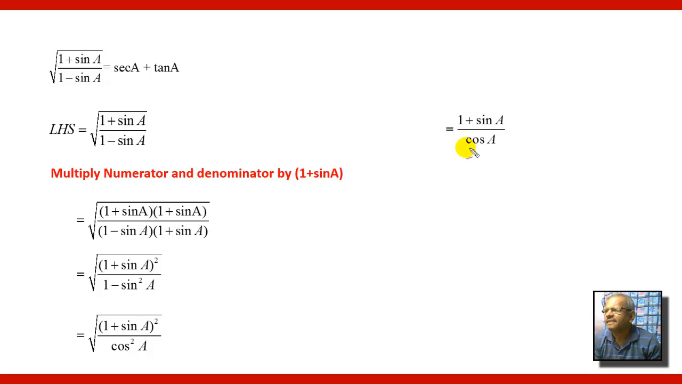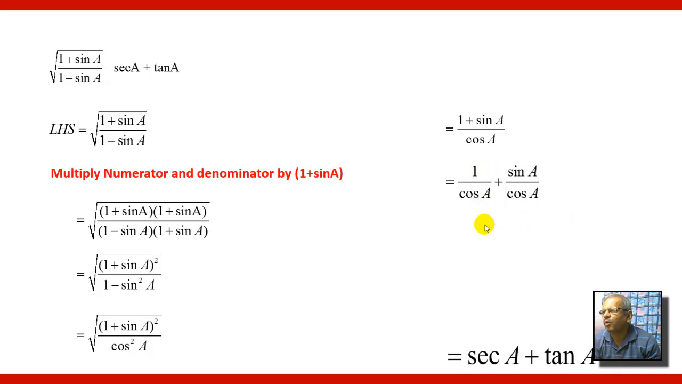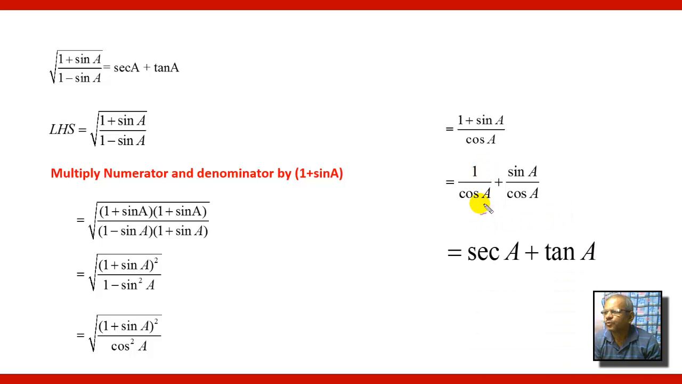Now friends, here the denominator cos A is common to both 1 and sine A. So separating this denominator, you will get 1 upon cos A plus sine A upon cos A. But 1 upon cos A is sec A, and sine A upon cos A is tan A. So you get sec A plus tan A, and hence we have proved root of 1 plus sine A upon 1 minus sine A is equal to sec A plus tan A.